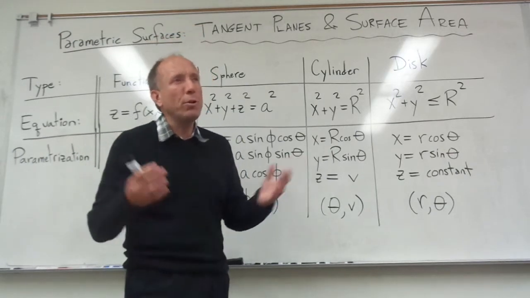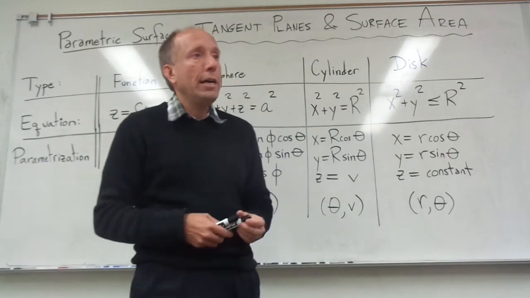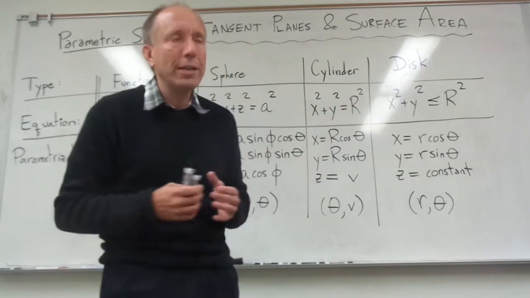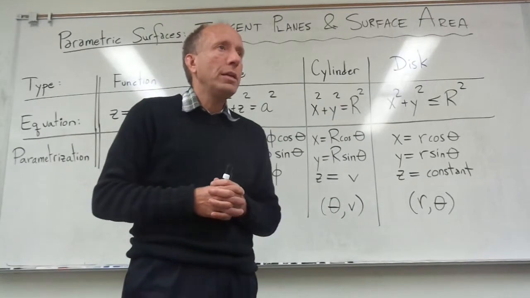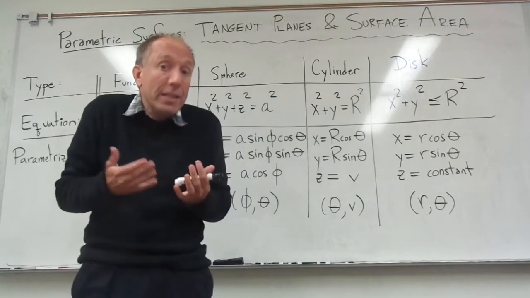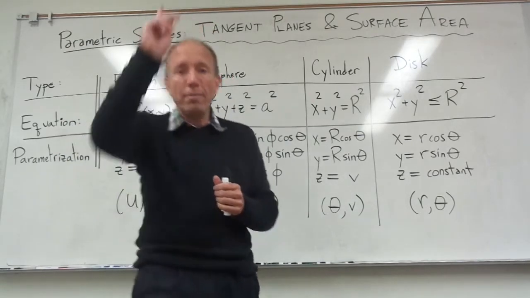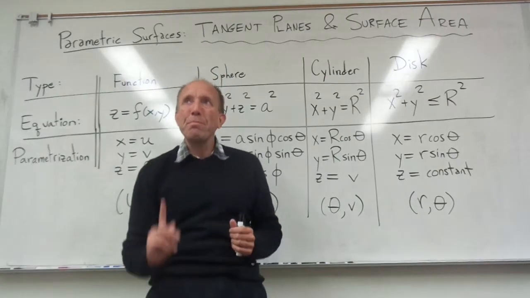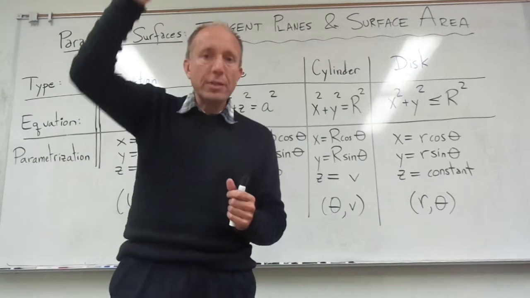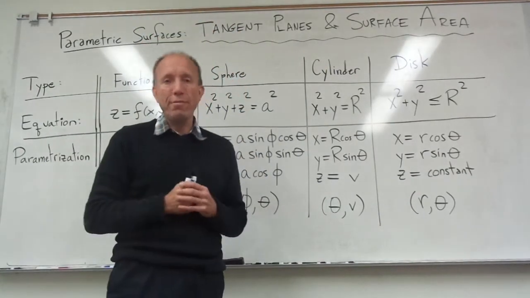Things that wouldn't be functions would be things like a sphere or a cone, potentially, depending on how it's oriented. And there are a lot of other examples. Anything that does not pass the vertical line test, right? If you draw a line that's parallel to the z-axis, and it crosses the surface in more than one place, you don't have a function.